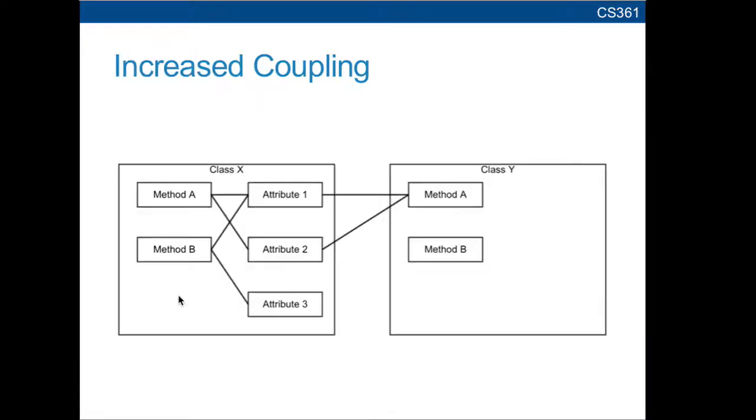So in this example, class Y has particular methods that rely on data over in class X, in this case attribute 1 and attribute 2. And hopefully they're not accessing them directly, but even if they're accessing them through accessor methods in class X, we say that class Y is dependent on class X, and that means that the coupling is increased. That means if I change something in X, it most likely will change something in class Y, increasing the complexity of our system, which we don't want.